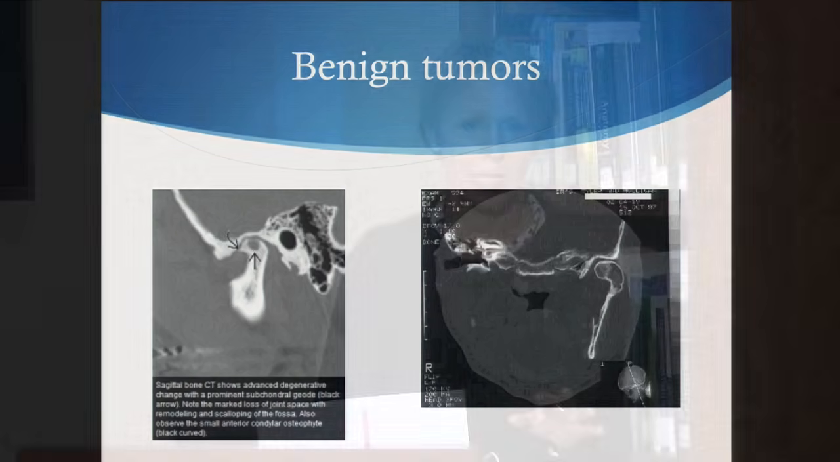But that determination has to be done on a case-by-case basis. And the one thing you want to do is eliminate the malignancy. You want to make sure the tumor is not malignant. Other than that, you just watch it.